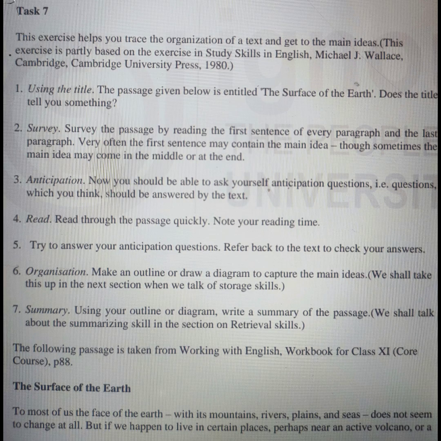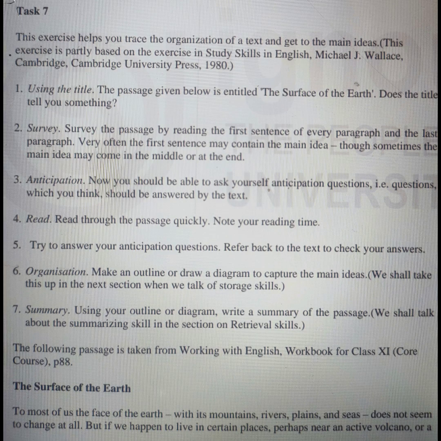Task 7. This exercise helps you trace the organization of a text and get to the main ideas. This exercise is partly based on the exercise in Study Skills in English, Michael J. Wallace, Cambridge, Cambridge University Press, 1980.